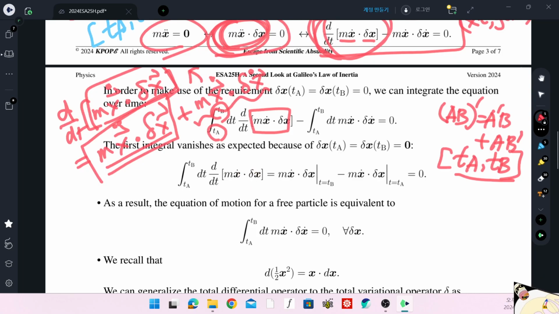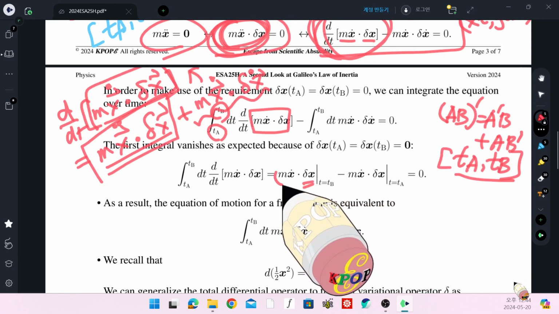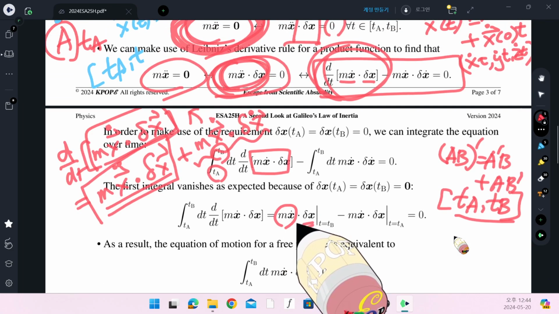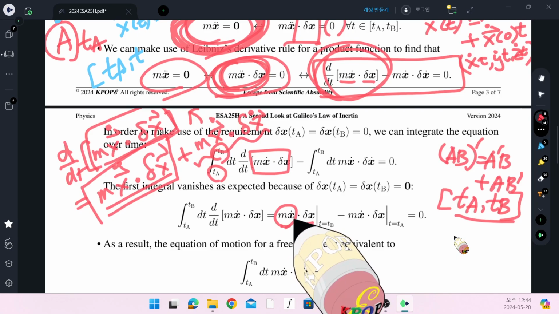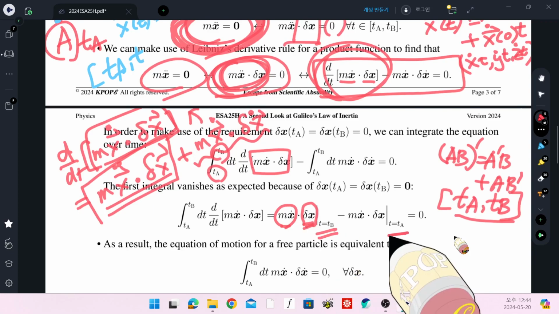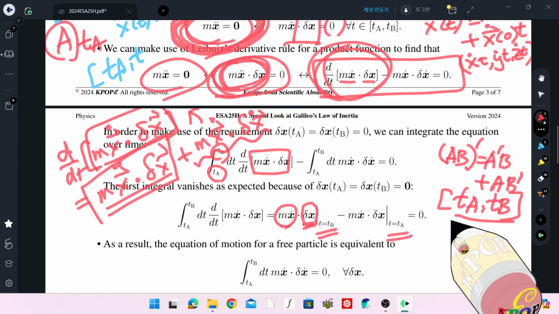What's that? The result is a scalar product with the mass times velocity. The velocity is just a constant vector. It does not have to be zero. However, the variation vector evaluated at both endpoints is always zero. Therefore, both of these scalar products are zero. 0 minus 0 is 0.